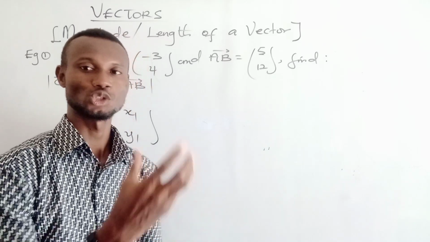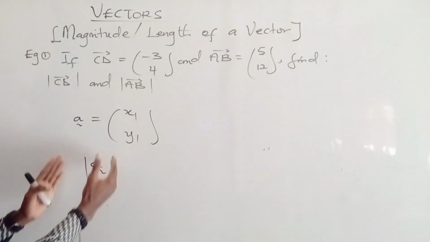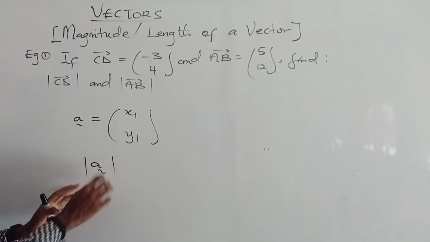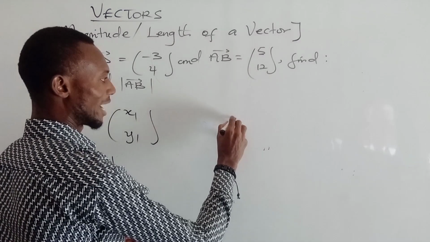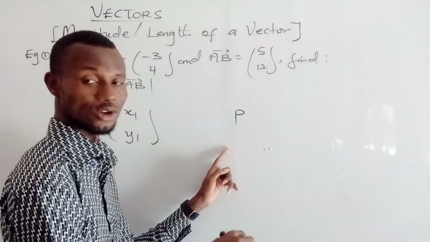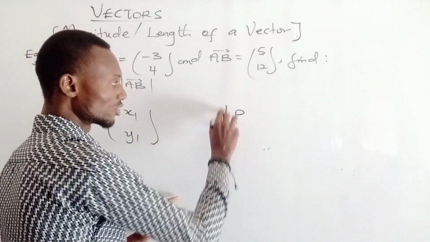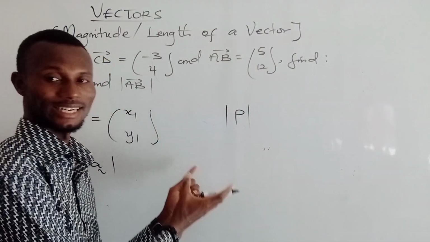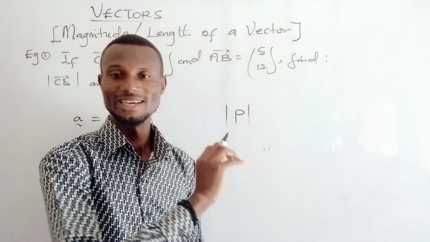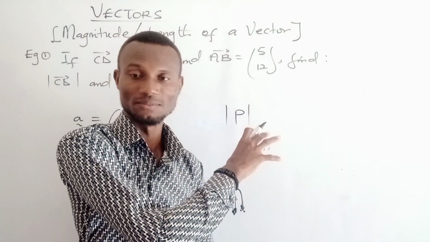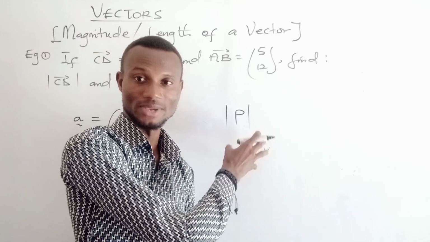And what shows that we are finding the magnitude of a vector is that we put two lines on the vector like this. If I'm being asked to find the magnitude of, let's say, vector P, what shows that I want to find the magnitude of the vector P is for me to put two lines at the side like this. Anytime you see this, it's talking about the magnitude of that vector. So this means you are finding the magnitude or the length of the vector P.